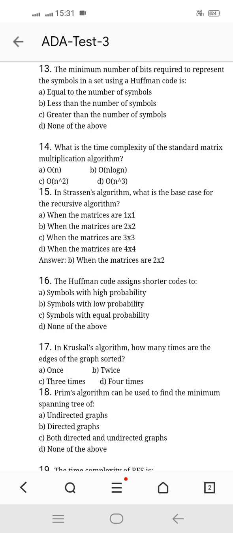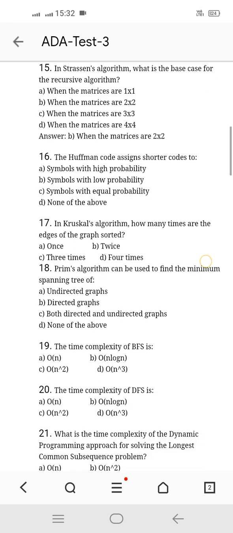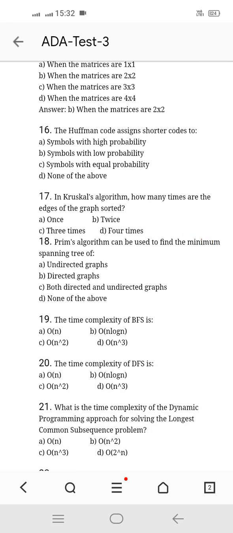15th, in Strassen's algorithm, what is the base case for the recursive algorithm? Option A, when the matrices are 1 cross 1. 16th, the Huffman code assigns shorter codes to option A, symbols with high probability. 17th, in Kruskal's algorithm, how many times are the edges of the graph sorted? Option A, once. 18th, Prim's algorithm can be used to find the minimum spanning tree of option A, undirected graphs.